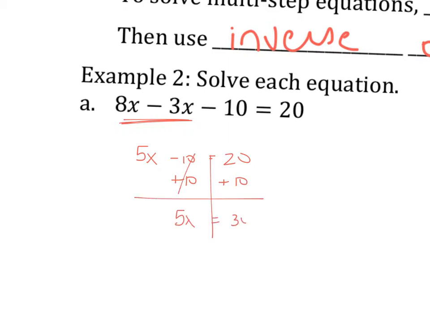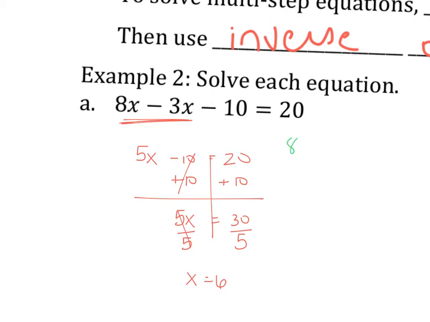I really encourage you to show all of your work on these. Good practice. We have 5 times x. We're going to undo that 5. Since it's being multiplied, we're going to divide both sides by 5. It's going to cancel out, and so we'd have x equals 6. Okay, so we think that's our answer. Let's go ahead and check that out.